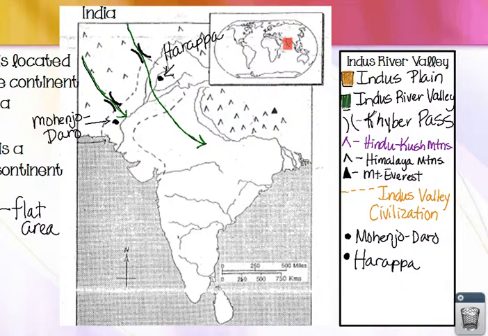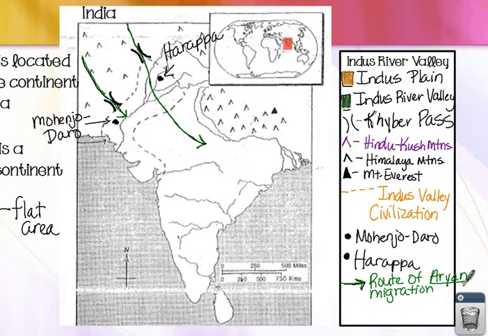All right, and we're going to make one of those arrows here. We're going to trace over it in green, because this is going to represent the route of the Aryan migration. So this tells you who came in there. It was the Aryans. Okay, it's the route of the Aryan migration. All right, and they were the ones who came into India.